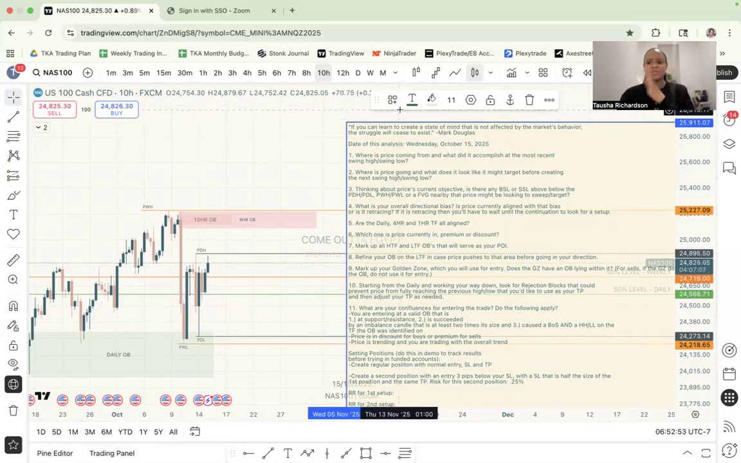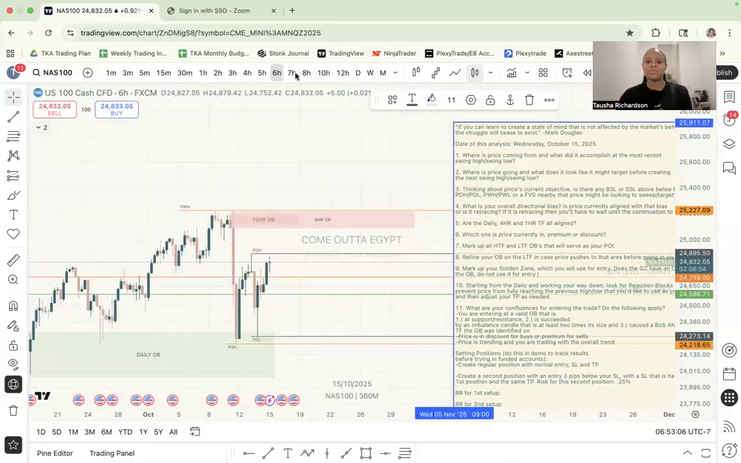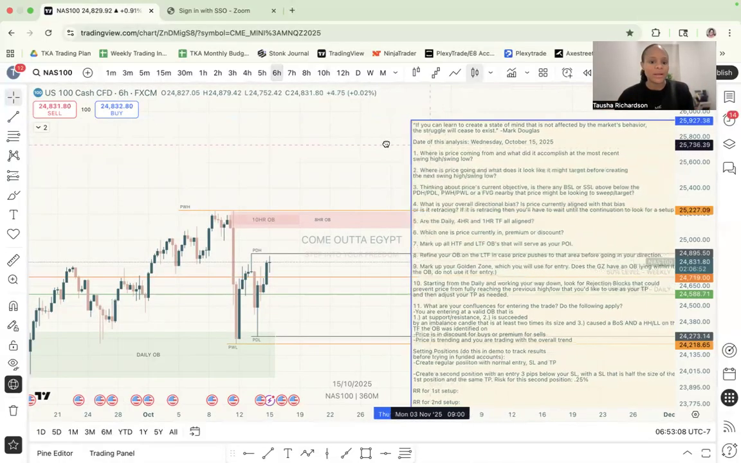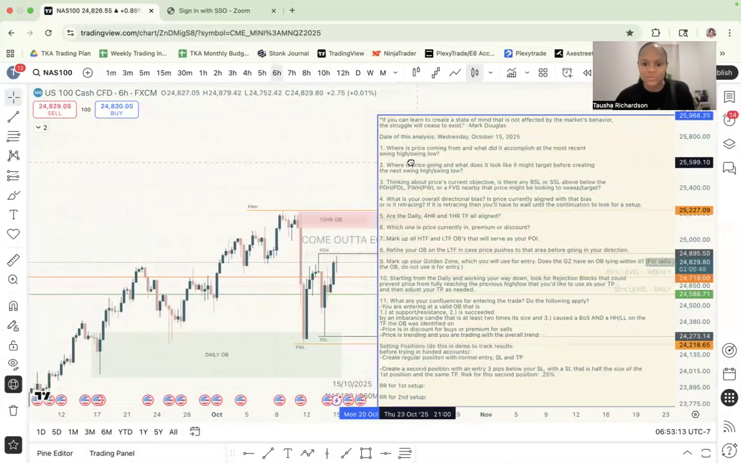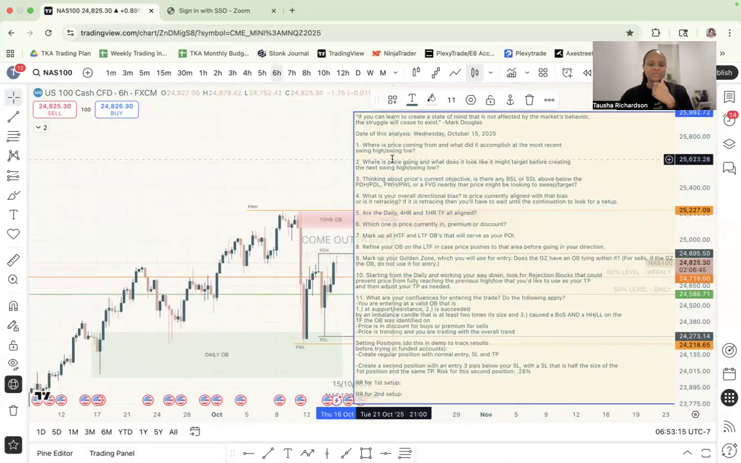And I spend the majority of my time doing my analysis on the higher time frames. And I just like to go to a time frame where things look clear, where I can see as much detail as possible while still seeing the bigger picture. So if I go to the 6 hour, I can get a pretty good visual of what's going on here. So where is price coming from?